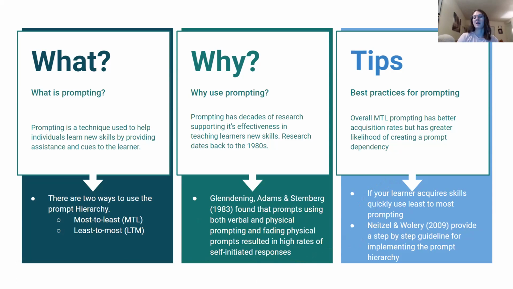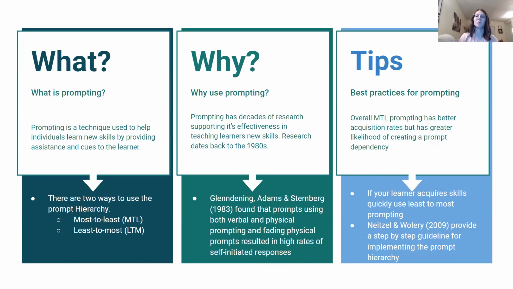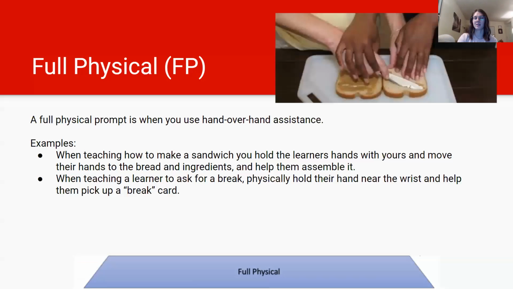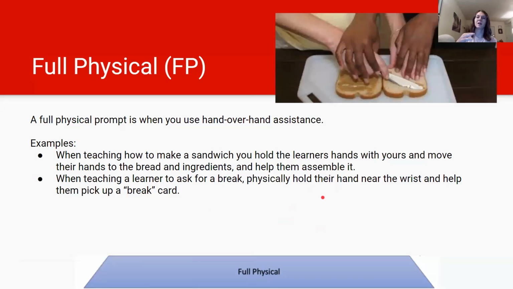And then this study, Netzel and Wohler in 2009, created an article that is a step-by-step guideline for implementing the prompt hierarchy. It's pretty useful, and it's in my references at the end of this presentation or training. So we're going to go through all of the prompts and kind of what they would look like in these two different examples so that you can see how the prompts are faded.